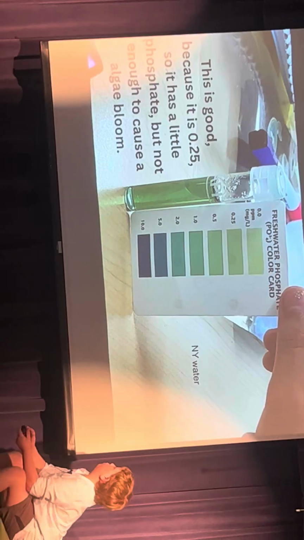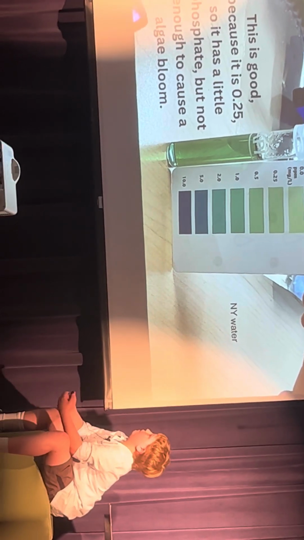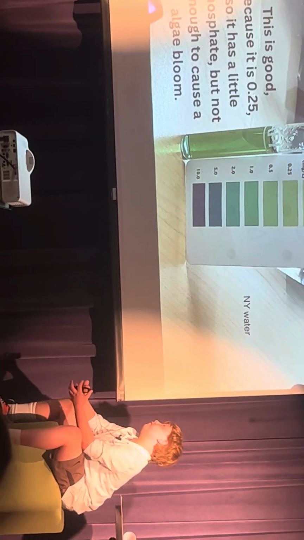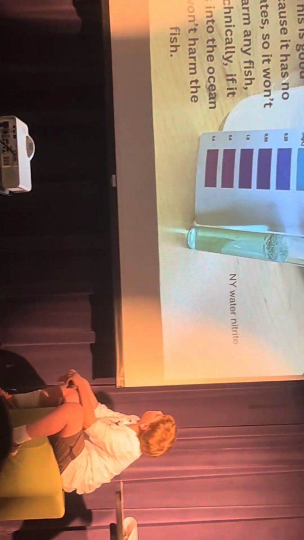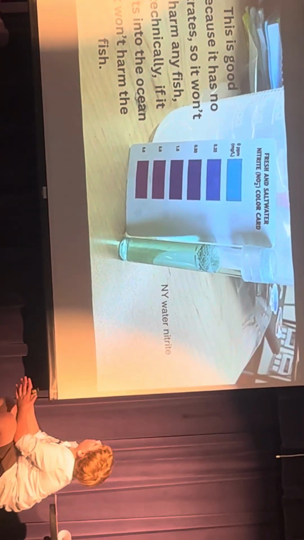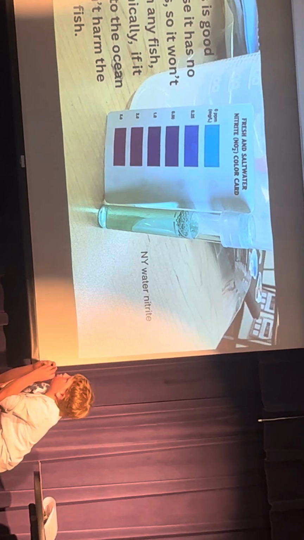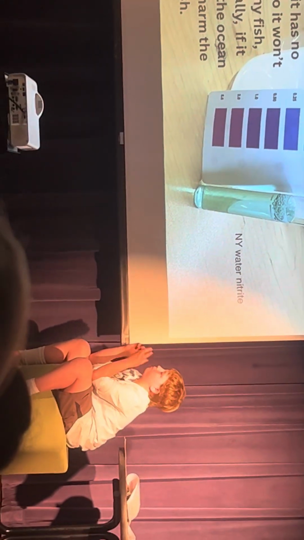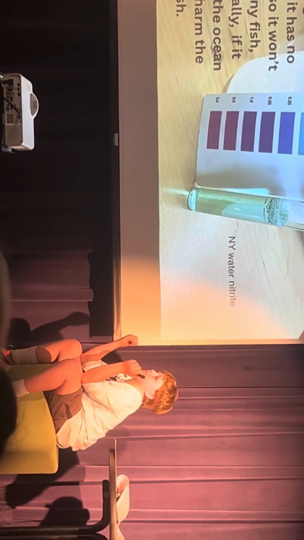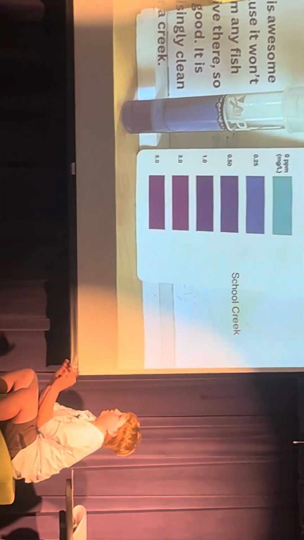The next one we did was New York water for phosphate. This is good because it has only 0.25, so it's a little phosphate, but not enough to cause an algae bloom. And this one was NY water, but for nitrate. So this is good because it has no nitrate, so it won't harm any fish. Technically, if it gets into the ocean, it won't harm the fish. But why would it get into the ocean? Mysterious.